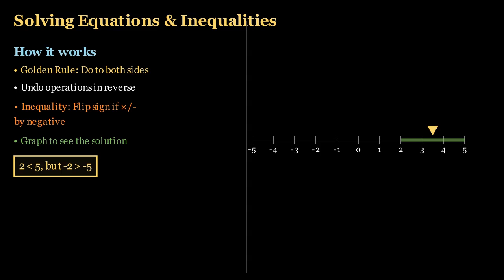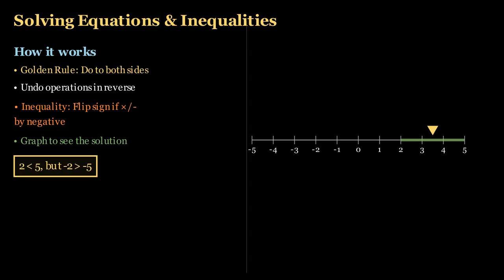Let's solve a real problem. A ball is thrown straight up. Its height in meters after t seconds is given by the expression -5t^2 + 10t + 1. We want to know, for how long is the ball higher than 3 meters? This is an inequality. We set the height expression to be greater than 3.